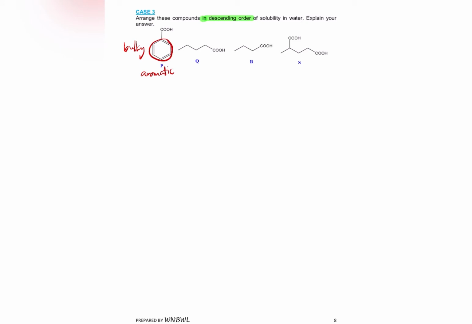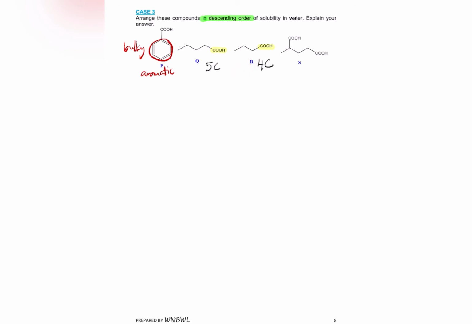Next one, we go to structure Q. Structure Q has one carboxyl group, and structure R also has one carboxyl group. So we cannot compare between Q and R based on carboxyl group. What we're going to compare is their molecular weight. You can see that Q has 5 carbon atoms while R has 4 carbon atoms. So you can conclude that R has higher solubility compared to Q, because it has a smaller alkyl group, which contributes to a smaller hydrophobic area.